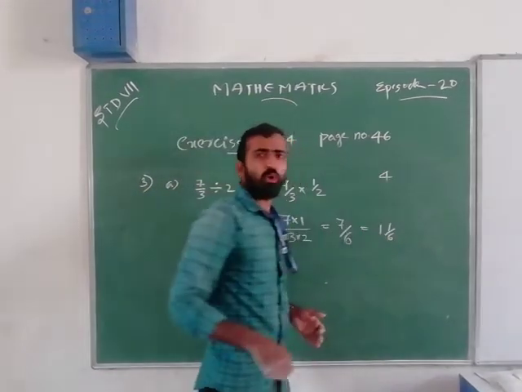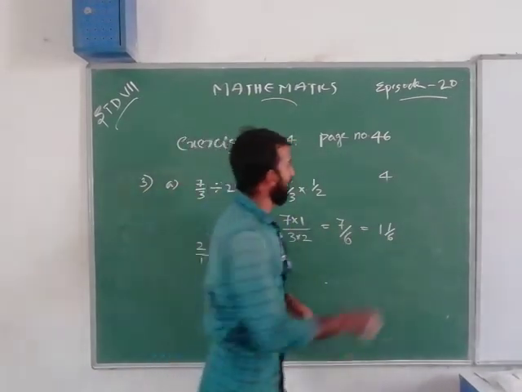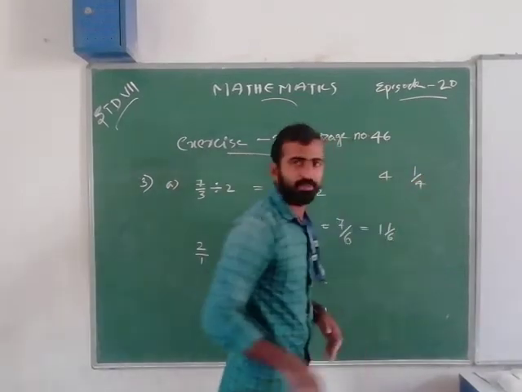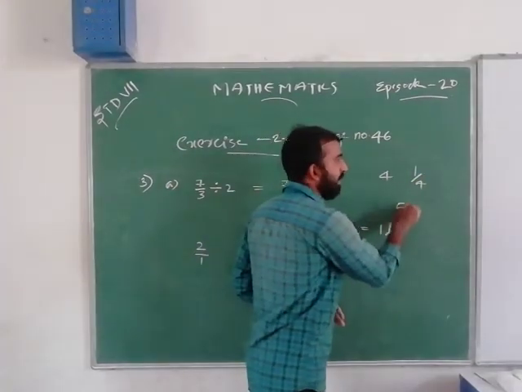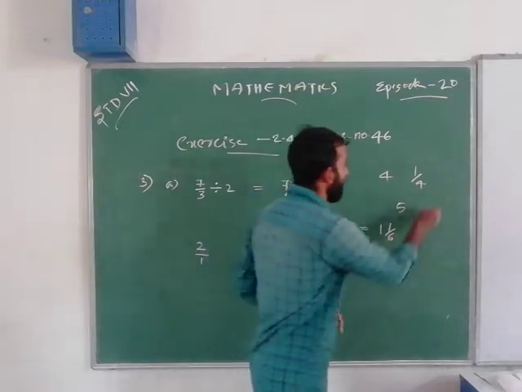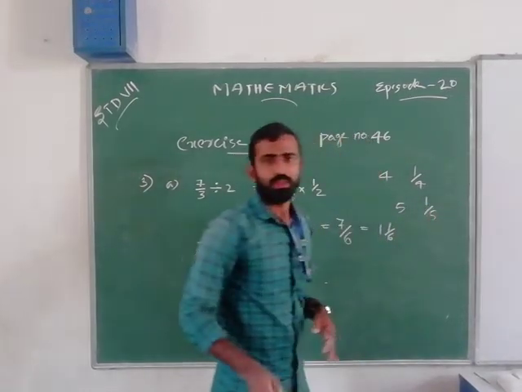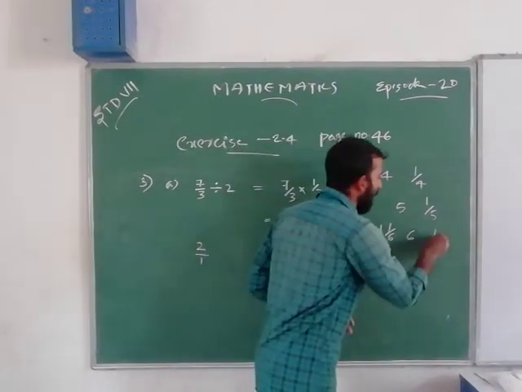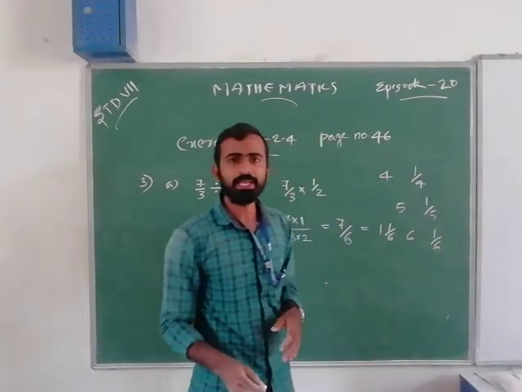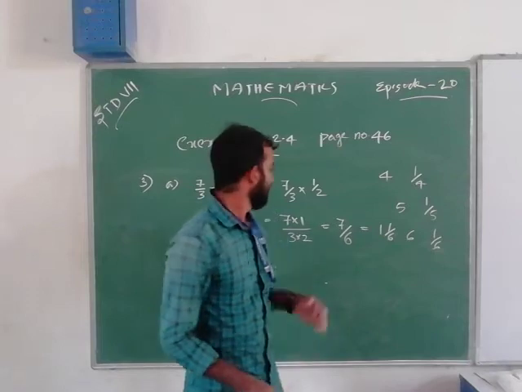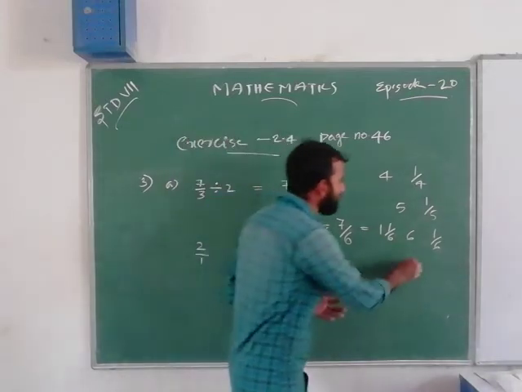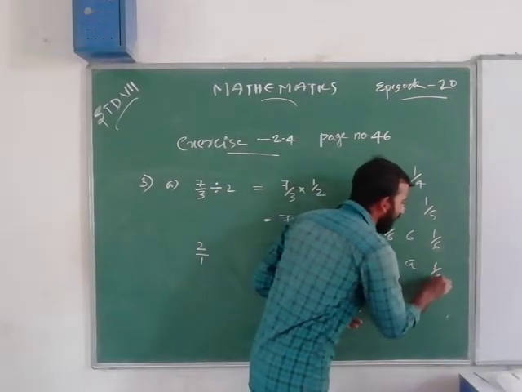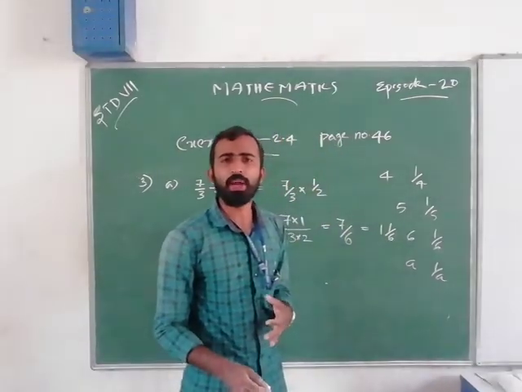4 is a whole number. What is the reciprocal of 4? 1 by 4. 5 is a whole number. What is the reciprocal of 5? That is 1 by 5. 6 is a whole number. What is the reciprocal of 6? That is 1 by 6. Is it? Yes. So, in general, if A is a whole number, then what is the reciprocal of A? That is 1 by A.